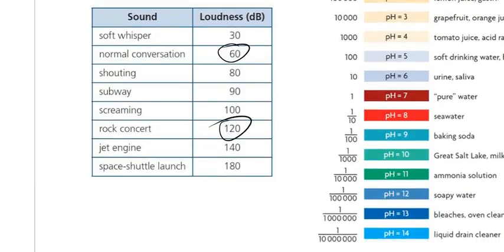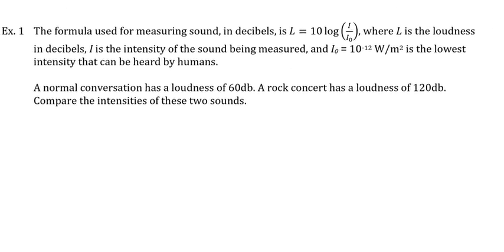Let me give you one little example here. A soft whisper to a normal conversation looks like the intensity is doubling, and then from a normal conversation to a rock concert would be another double. But that's not the way it works because the scale is not linear, just like those graphs that we were looking at. Okay?